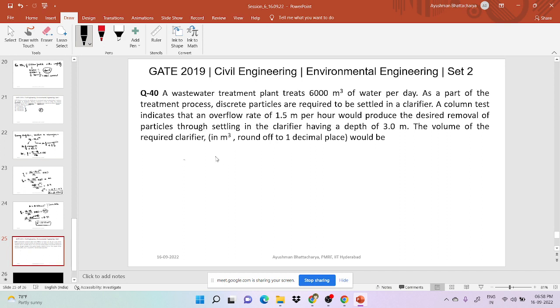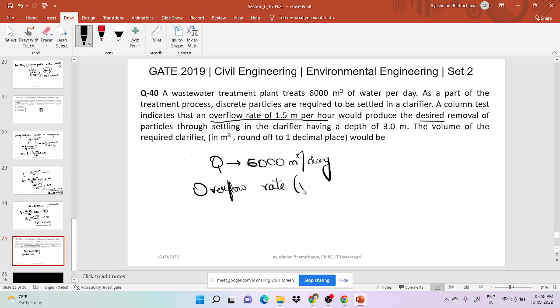Based on the given data, they have given the discharge Q as 6,000 meter cube per day. As a part of the treatment process, discrete particles are required to settle in a clarifier. A column test indicates an overflow rate of 1.5 meter per hour would produce the desired removal. Now they are asking for the volume, and they have given the value of depth.